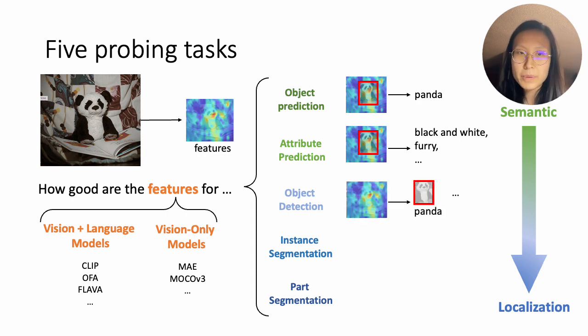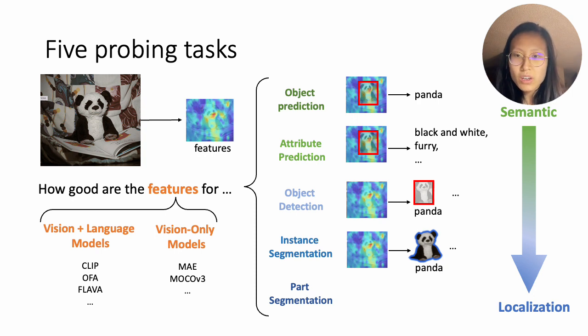The third task, object detection, requires a model to detect the object from the images, which is to predict both the bounding box location and also the name of the object. To predict the bounding box location, more localization information is required. The next task, instance segmentation, requires segmenting the object from the image, which focuses more on localization because it requires segmenting the boundaries of the object.